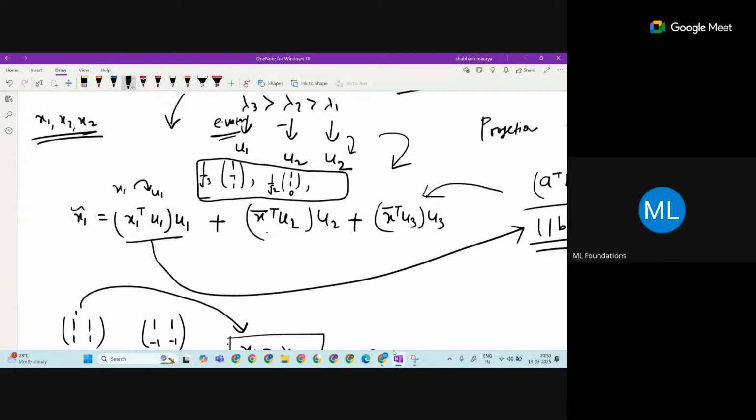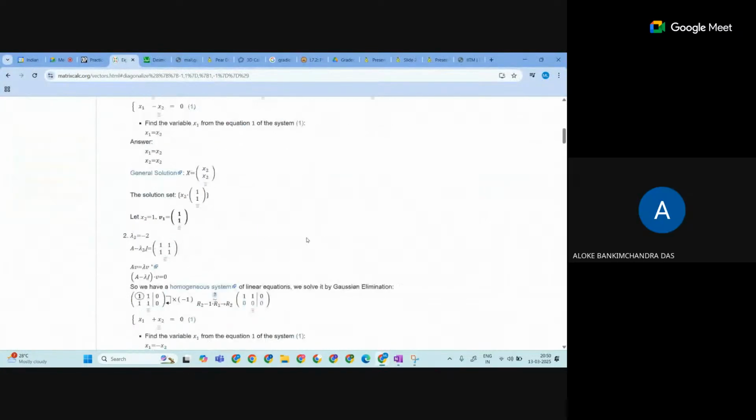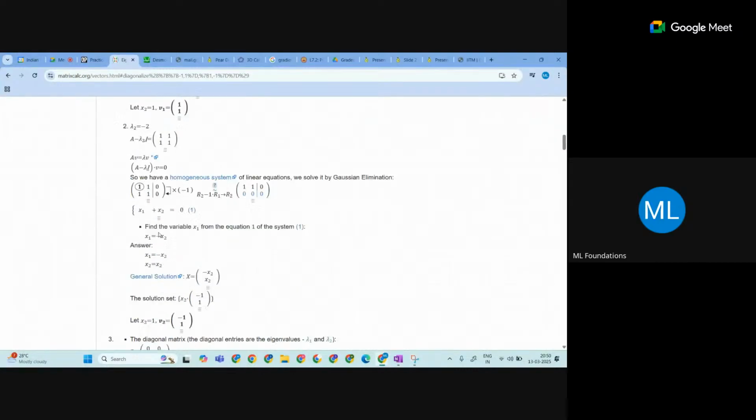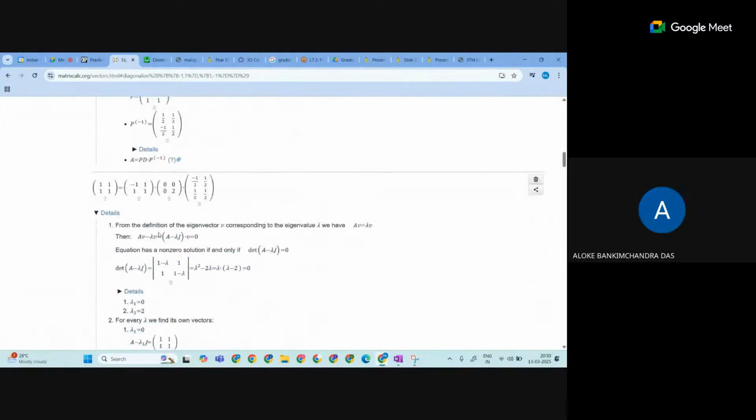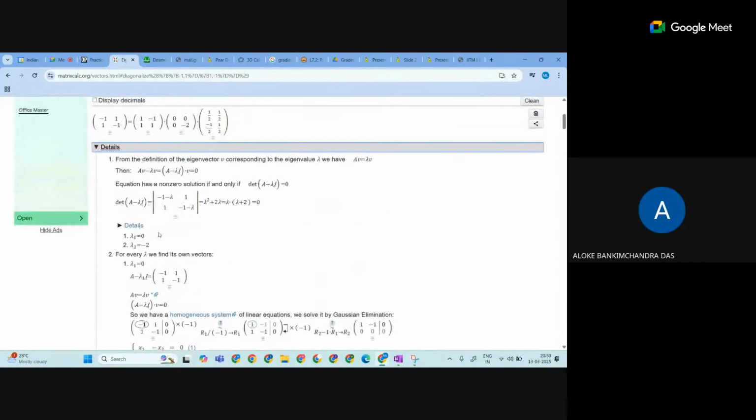So U3 is here. I'm just calculating. I'm not getting it. So we are getting 2. Okay, so let me go with the equation here. Where is that? Just a second.